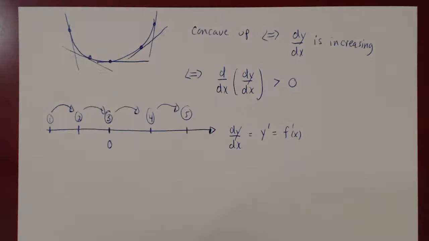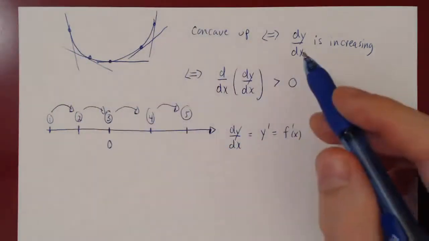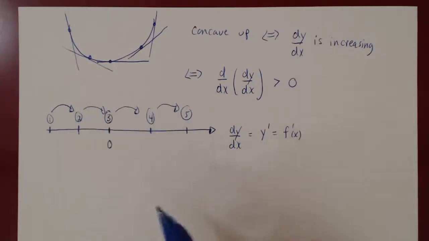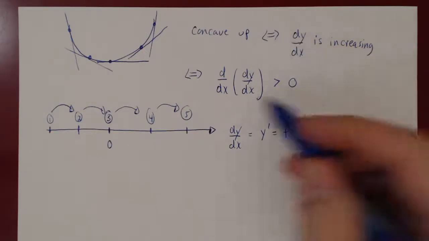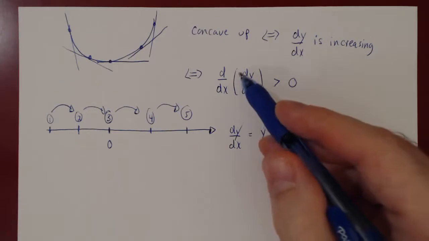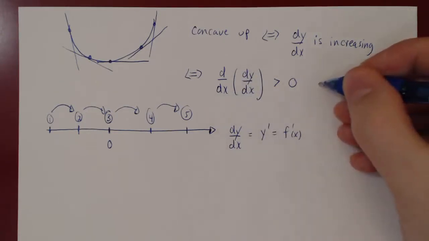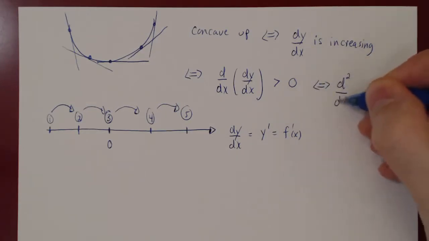And you say, well, wait a second. We have a curve that's concave up. If the derivative is increasing, so it's getting bigger as we move from left to right, but a function is increasing if its derivative is positive. But what's the derivative of y, if not simply the second derivative?